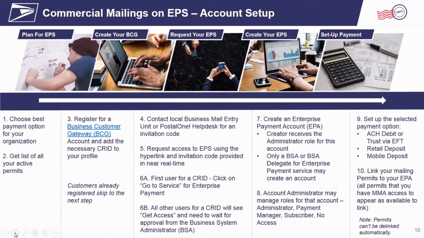And that would mean getting a list of all of your permits and all of your CRIDs, and understanding which permits you want to link to the EPS account. So then this is just your process flow.